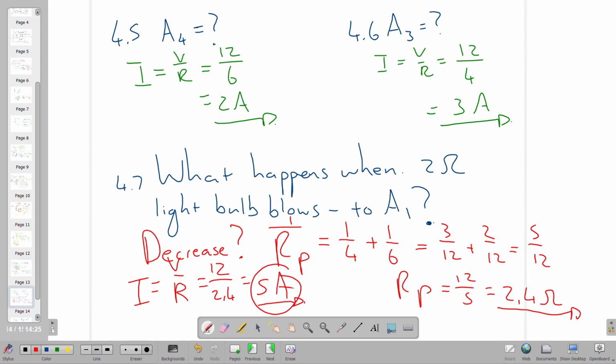Alright, depending on what they ask, you don't always have to show these calculations, but this is just to help you understand why it will decrease. So what happens when the light bulb blows? The resistance increases, you can see it's more, and using this formula here, I equals V over R, we can see that the current will actually decrease in comparison to the previous 11 amps.